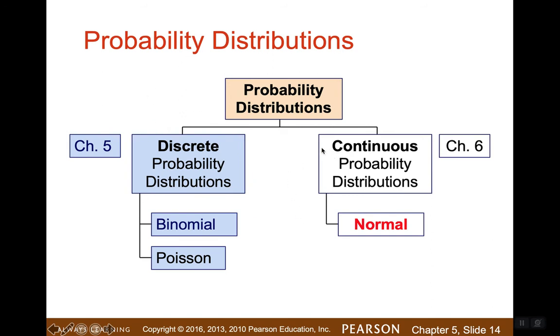Now we're going to talk about continuous. This is chapter 6. When we talk about continuous probability distributions, now we're going to talk about our friend, the normal distribution. So let's take a look at that.